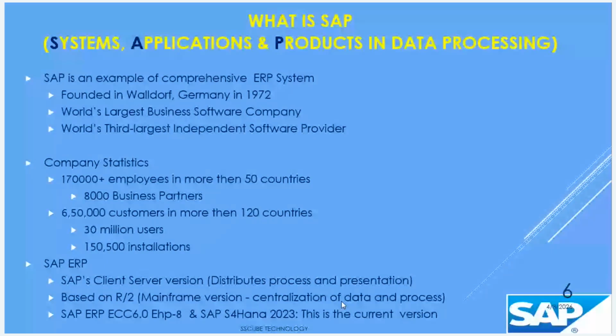Now SAP ERP is 6.0 EHP8 and SAP S4 HANA 2023. This is the current version. GCC S4 HANA 2020 is the current version. That is what SAP S4 HANA is.